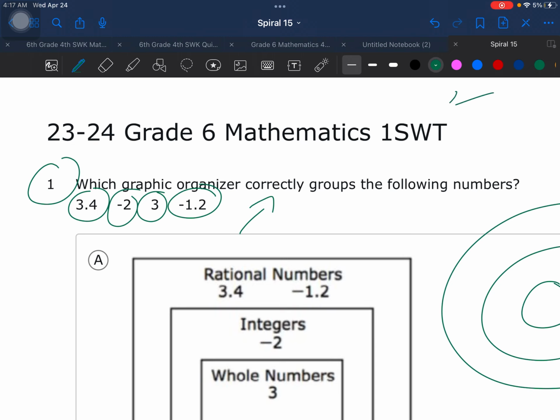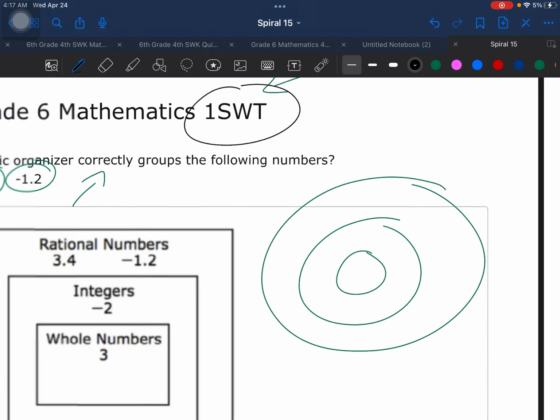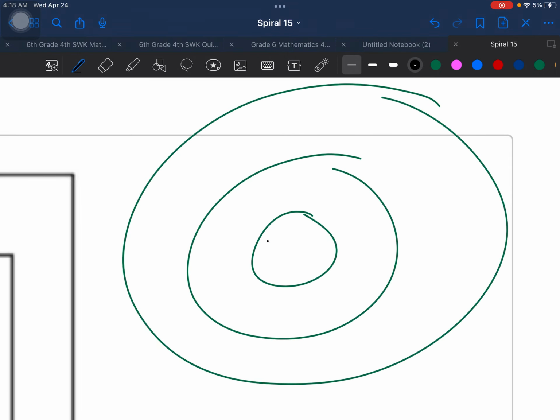Este fue un examen que ya llegamos a tomar, pero obviamente, como fue el primero 6 weeks, ni se van a acordar. Which graphic organizer correctly groups the following numbers? 3.4, -2, 3, and -1.2. Ahora, usually you see graphic organizers like this. This is whole numbers. This is integers. And this is rational numbers.